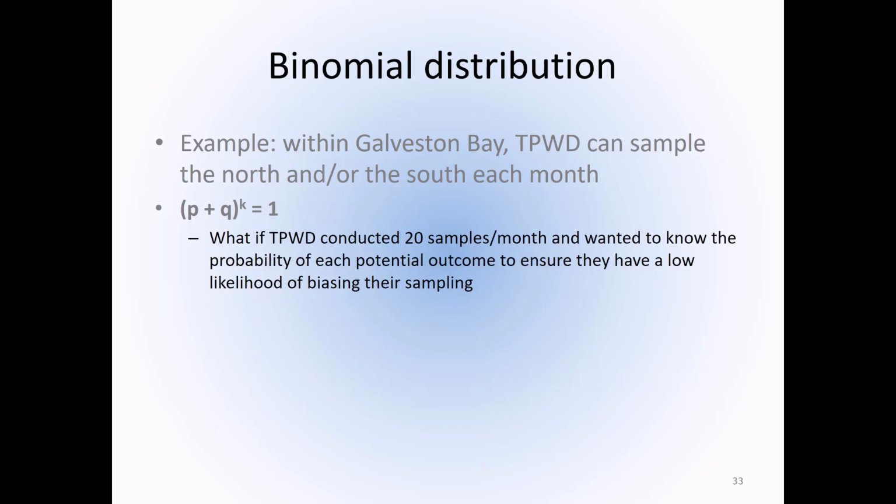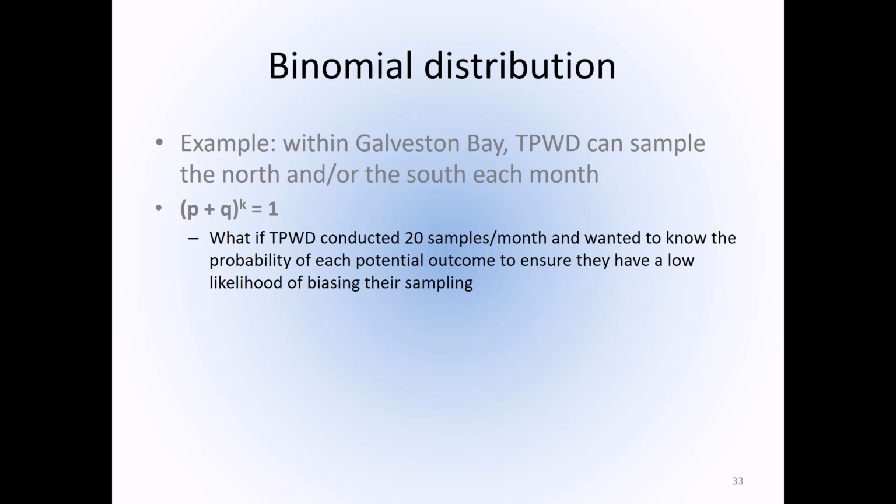Now, what if TPWD decides that they're going to conduct 20 samples per month, which is what they do for their bag seine and their oyster dredging and bay trawls, and they want to know the probability of each potential outcome occurring, whether that would be sampling in North Galveston Bay 5 times, in South Galveston Bay 15 times, 10 times in each section, maybe only sampling once in a particular section. It's kind of tedious to multiply out this particular function if K equals 20.